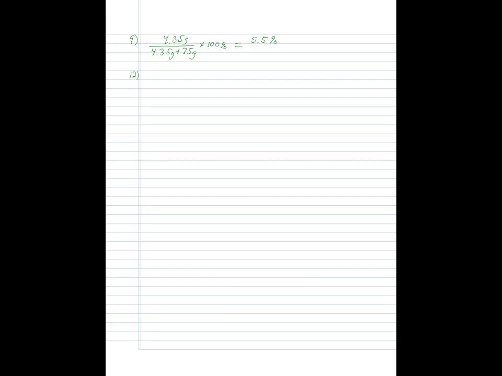One of the most common questions I've been asked in the last few weeks is, when do I use i and when don't I use i? The answer is you can always use i in colligative properties. It's just a matter of knowing what i is. We can write delta Tf, because we're looking for a freezing point, is equal to i times Kf times m.